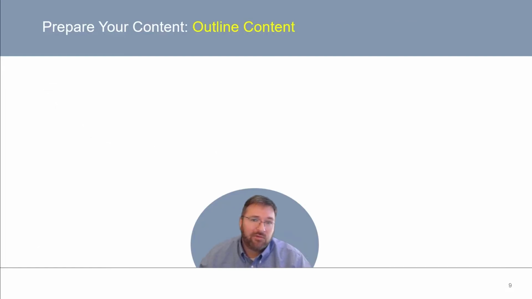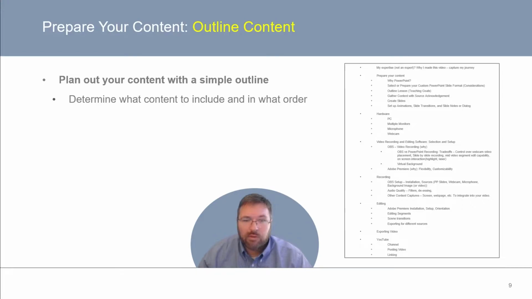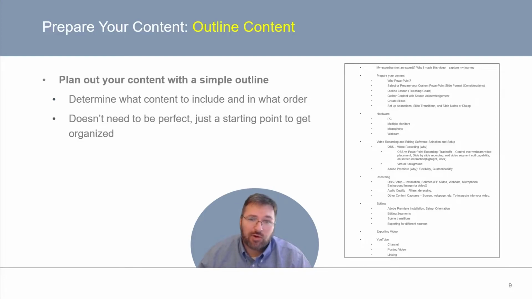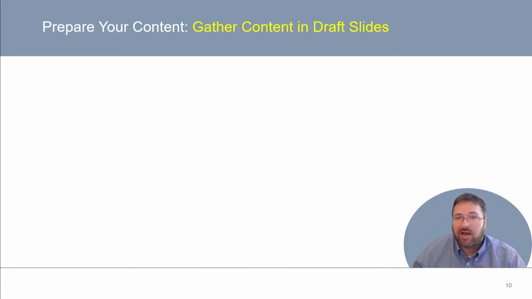The next step I use in preparing my slides is to create an outline of the content. Here's an outline of the educational video I'm creating and using in this video as an example. And basically here you want to determine what content you want to include and in what order. This doesn't need to be perfect, it's just a starting point to get going. This is also a great chance to reflect on your teaching goals and figure out how to best communicate your information. As you're creating the outline, you can also make note of some key details you want to make sure that you punch home.